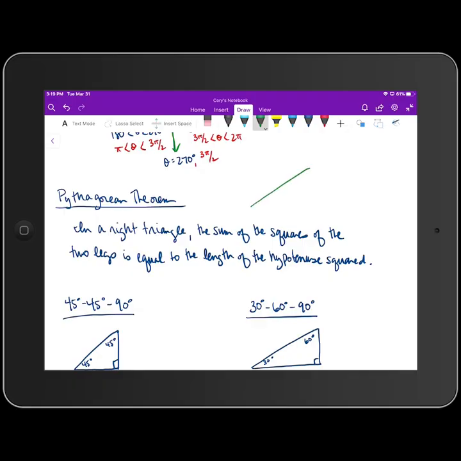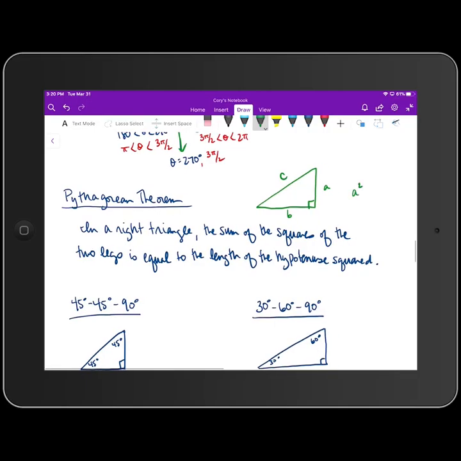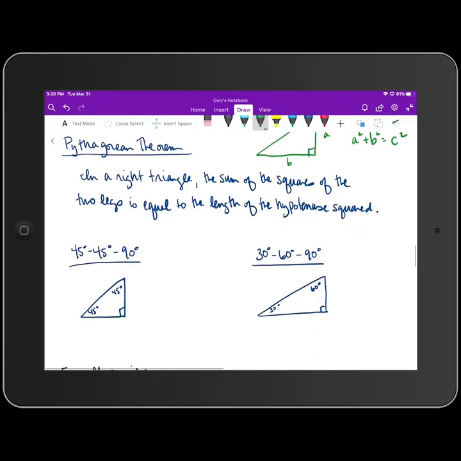So if you have a right triangle like so, if this leg here is A, the bottom leg is B, and the hypotenuse, which is the side opposite the right angle, is C, using the Pythagorean theorem, we can say that A squared plus B squared is equal to C squared. So the sum of the squares of the 2 legs is equal to the length of the hypotenuse squared.